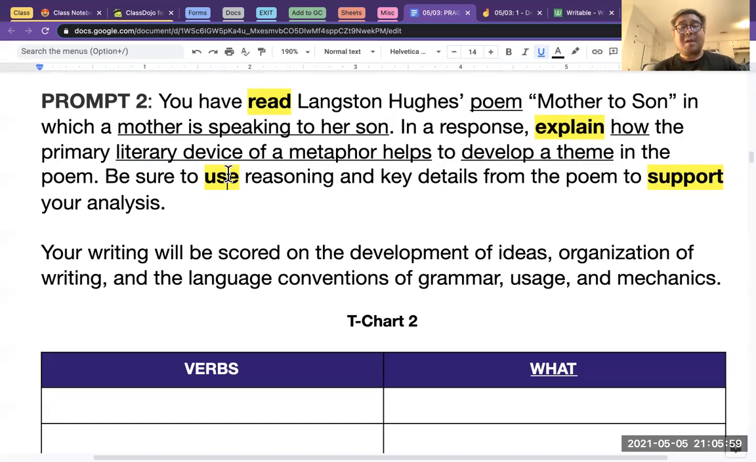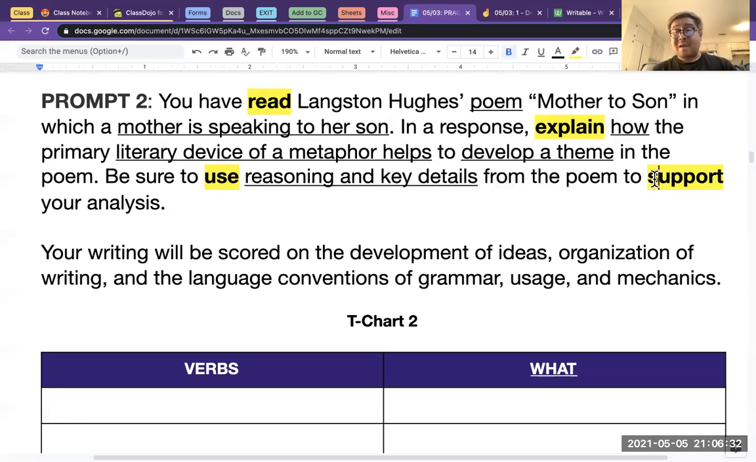Next sentence, what am I going to use? What will I pair up with use? I will pair reasoning and key details, right? The verb to use usually comes with things like use details or use supporting evidence or use explanations or references that you find in the text, from the poem, all right? I don't need to underline that. I know that. You underline it if you want, but remember, don't over-underline, and don't over-circle.